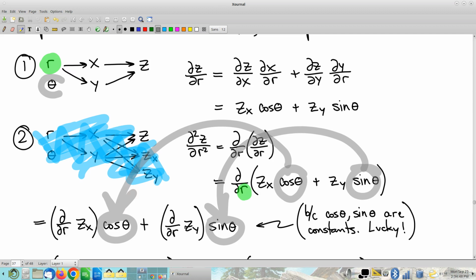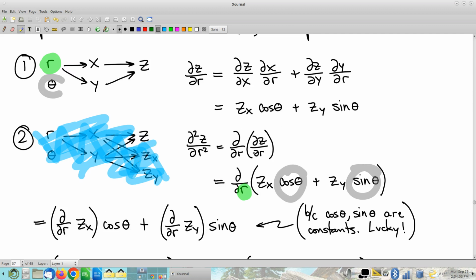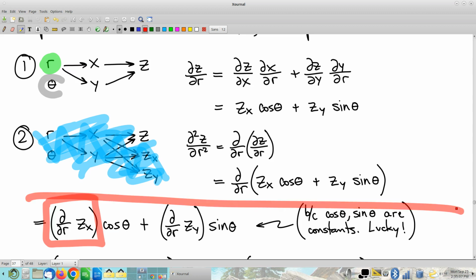Okay. So now, what do we do with this right here? The partial of z_x with respect to r. So let's see here. Oh, you know what? I just ran out of time. Okay, so I'll tell you what. This will be a good place to start on Wednesday because this is where it starts to get a little tricky. So we'll pick up here on Wednesday. Y'all have a good rest of your Monday. See you later.